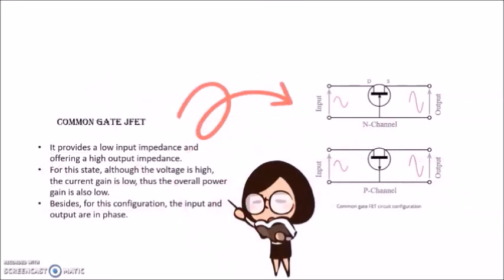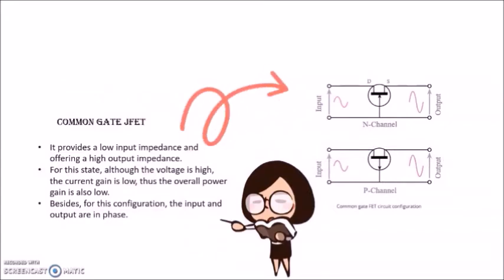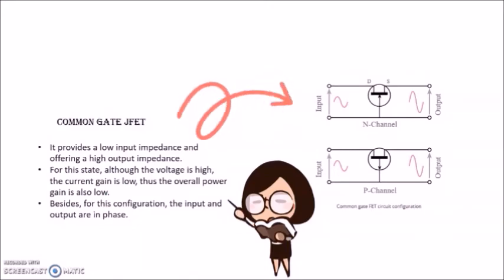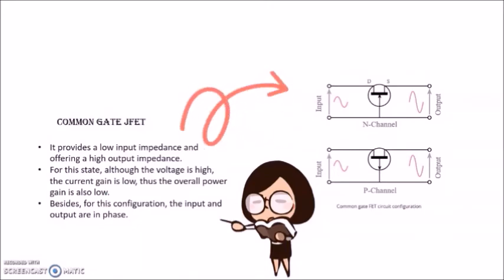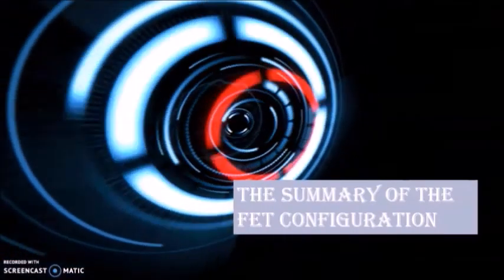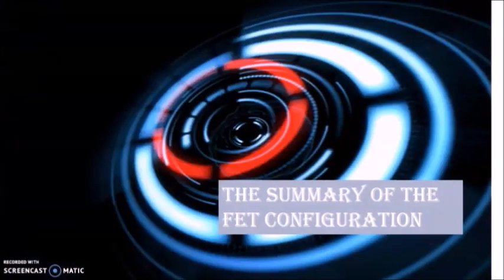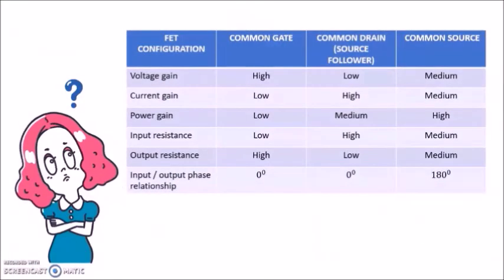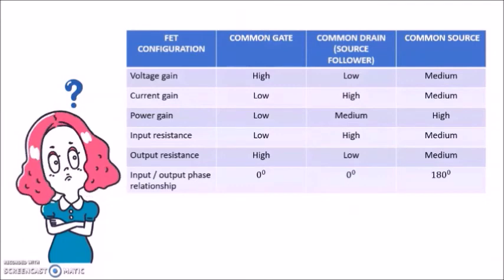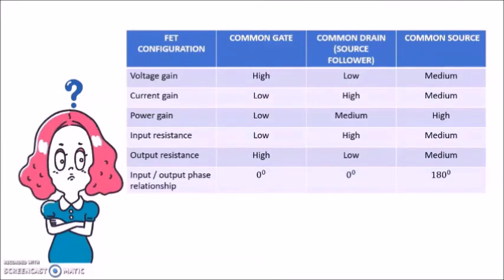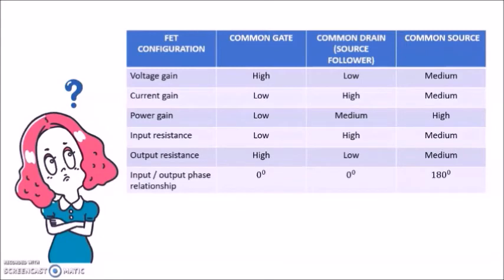The common gate amplifier provides a low input impedance and offers a high output impedance. For this stage, although the voltage gain is high, the current gain is low, thus the overall power gain is low. Besides, for this configuration, the input and output are in phase. Here is a summary of the FET configurations. As you can see, the table shows voltage gain, power gain, current gain, input resistance, output resistance, and input or output phase relationship for those three types of FET amplifier.